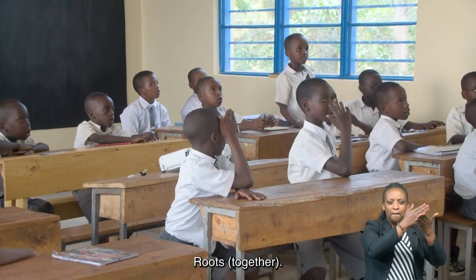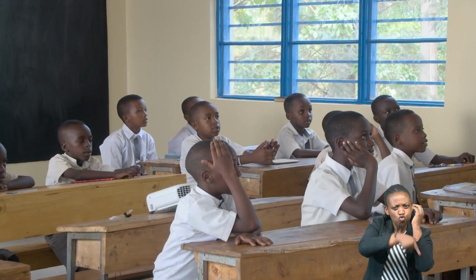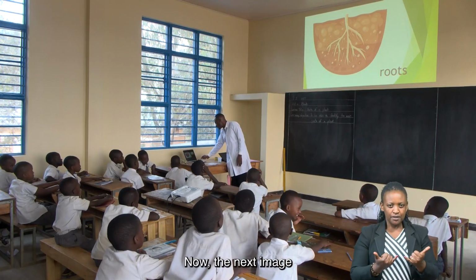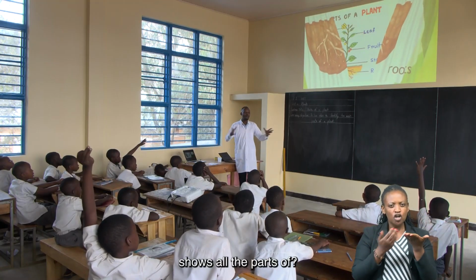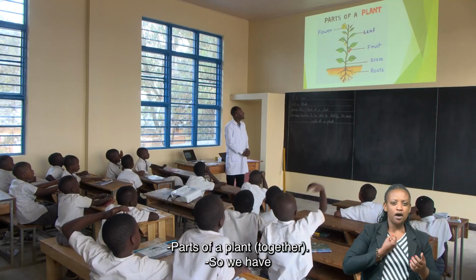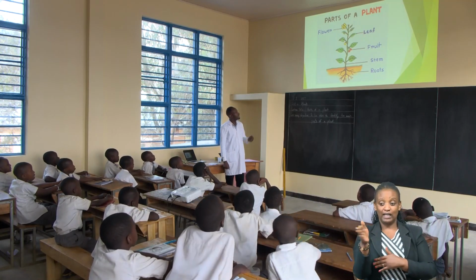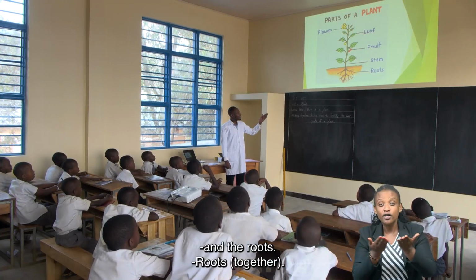These are roots. Where do roots grow? Roots grow in the soil. Now, the next image shows all the parts of plants. So we have the flower, the leaf, the fruit, the stem, and the roots.